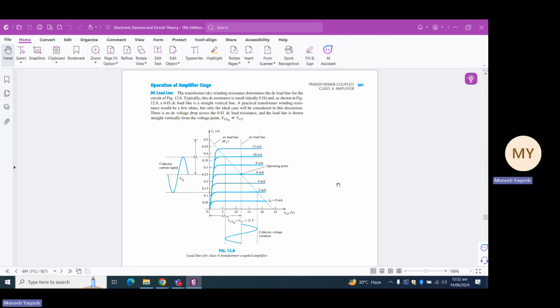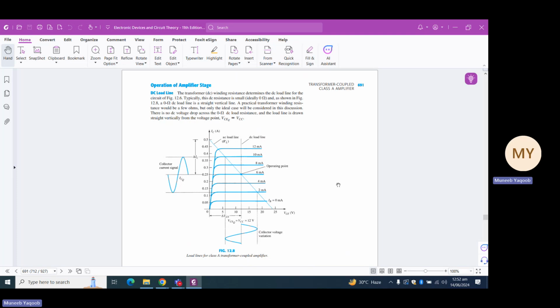Now coming to the operation of this, you must be aware that the DC load line of a transformer coupled class A power amplifier is basically a vertical line passing through the quiescent point of the graph.